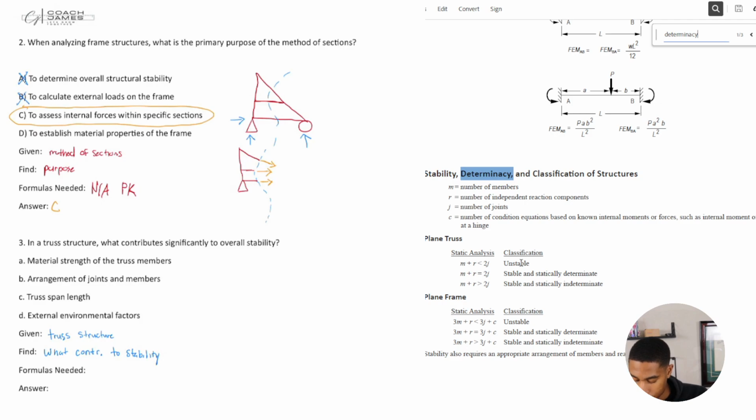So material strength of truss members, no. Arrangement of joints and members, yes. Truss span length, no. External factors. So the answer would be B.